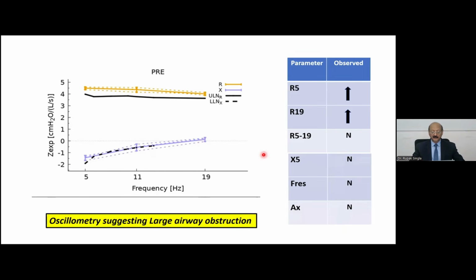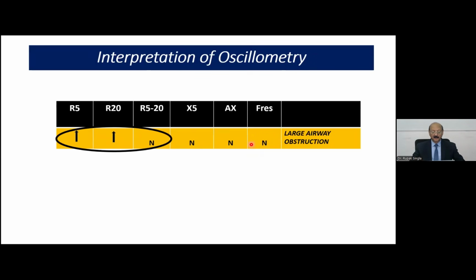So oscillometry in this case will be suggesting a large airway obstruction because R19 is also high. So in the reporting you will have R5 increased, R20 increased, R5 minus R20 normal, X5, AX and FRS all normal, which indicates large airway obstruction.